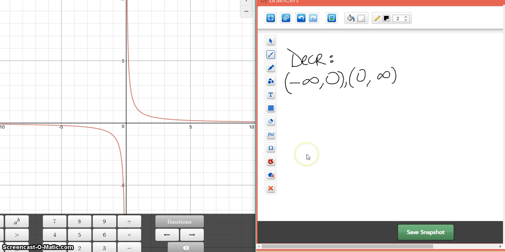Now that may look tricky to some people because they see that this looks like it's going down and this looks like it's going up. That's not how it works. We're always talking from left to right, from least to greatest. Okay? Hopefully that helps.